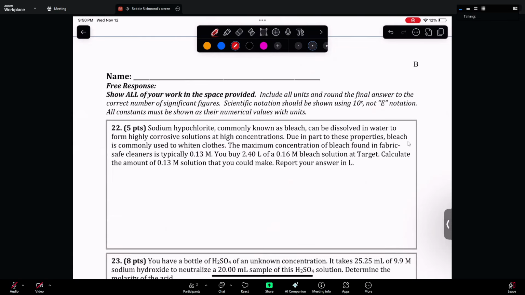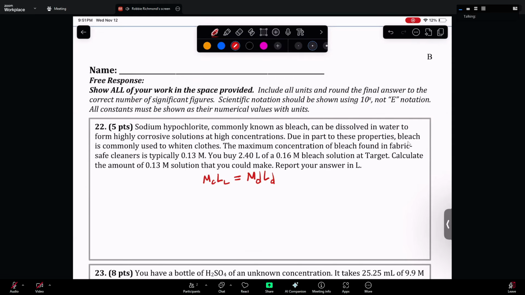Alright, this is our classic dilution equation. So we have MC LC equals MD LD. So we started with our concentrated solution. We're buying it at Target, and we're trying to dilute it to that 0.13 molar. So MC, LC, we already know that. And we're trying to find LD. So algebraically, MC LC divided by MD should equal LD.